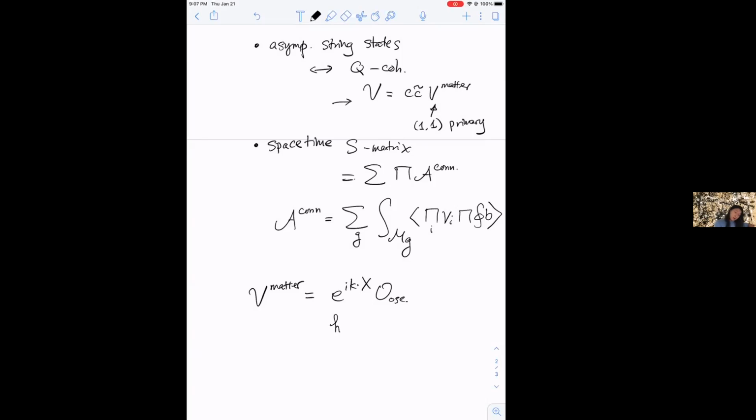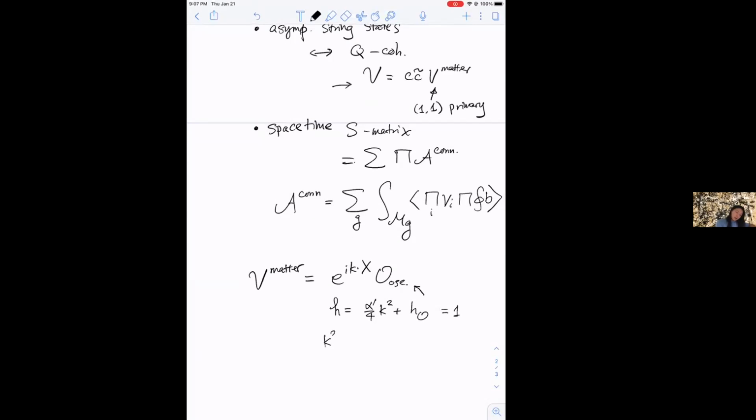In particular, the weight, which is alpha prime over 4 k squared, plus the weight of this oscillator part, needs to add up to 1. Because k squared is equal to minus the mass squared, if you want the theory to be free of tachyons, you want minus m squared to be non-negative, tachyon free. So for this purpose, you need this operator, the oscillator part, to have weight greater than or equal to 1.